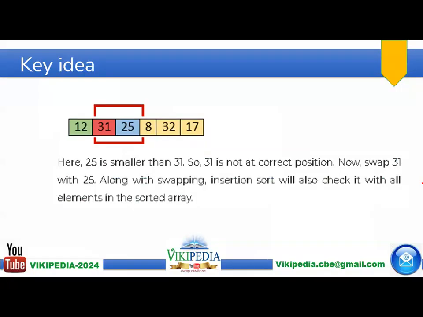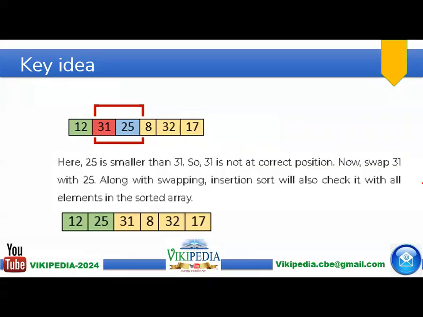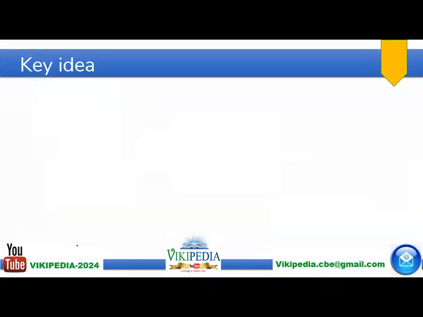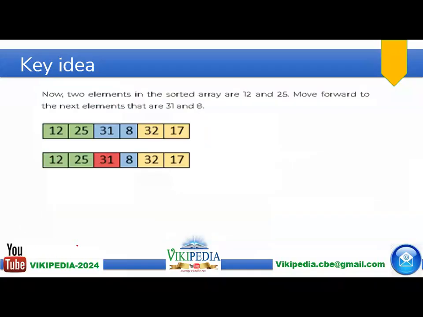So you will be swapping 25 and 31, since 31 is not in the correct position. Now swap 31 with 25. Along with swapping, you will also compare with your already sorted elements. Here 25 and 31 are sorted. But after that, you also compare with your remaining sorted list of elements: 12 and 25. 12 is smaller than 25, so leave as it is. If it is not, then you have to swap again. Now, as a list, we have 12 and 25, and both these are sorted.